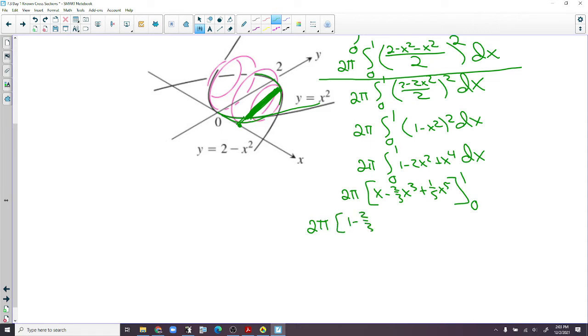1 minus 2/3 plus 1/5. Let's see, 15/15 minus 10/15 plus 3/15, 8. So 2 pi times 8/15. So 16 pi over 15. Any questions?